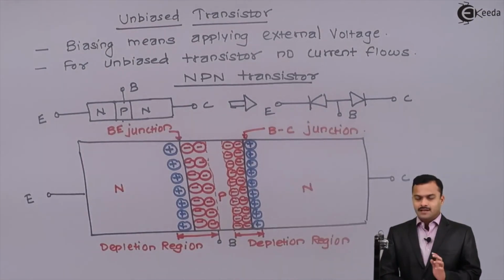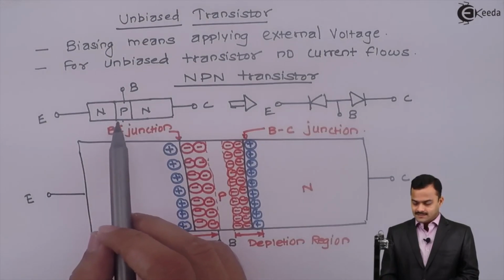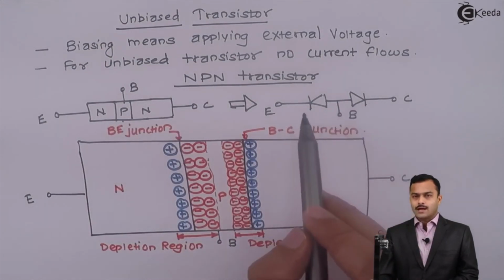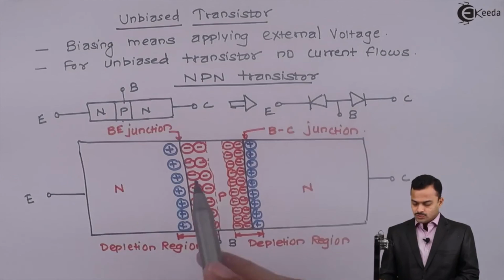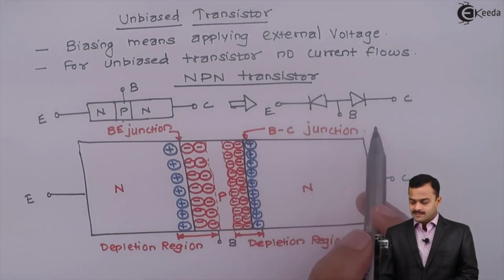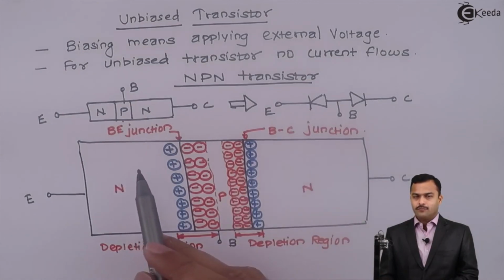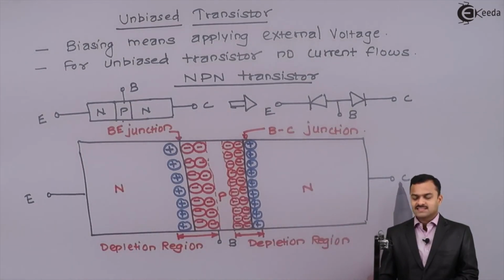So it resembles a diode, because the NPN transistor structure is nothing but two diodes connected back to back. This depletion region is formed at the base emitter junction as well as at the base collector junction. In order to break this depletion region, we need to provide an external supply, and that is called biasing of a transistor.